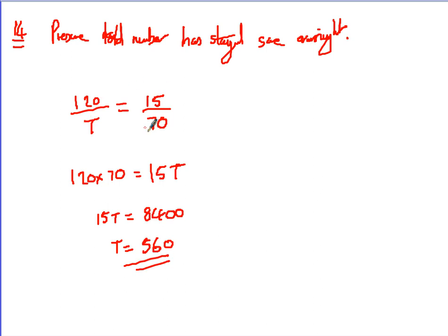You could do it slightly different to what I've done. As long as you're getting 560, proportionality is working. But you've got to write down your assumption.